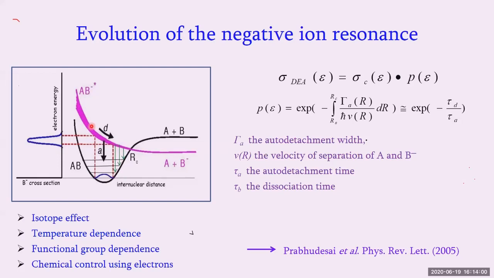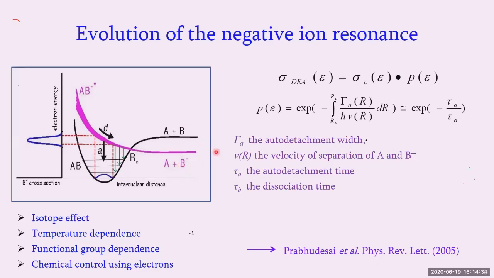So you have autodetachment, shown by AB going back to either an electronically excited state, depending on whether there are excited electronic states of the neutral below this curve, or vibrationally excited states as shown by the green arrows, until this point where it can continue autodetachment, and later on it dissociates to give A plus and B minus.